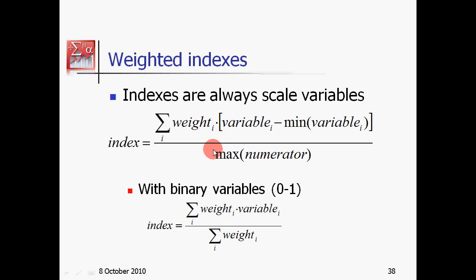Okay, in case the variables you are considering are all binary, so with values 0, 1, for example, you are building an index on a set of yes/no questions. In this case, this formula simplifies a lot because the minimum is always 0, so you can see it gets dropped, and the maximum is clearly the sum of the weights, so it will simplify. It's just in this case a weighted average of the variable values. Okay, let's see some examples.